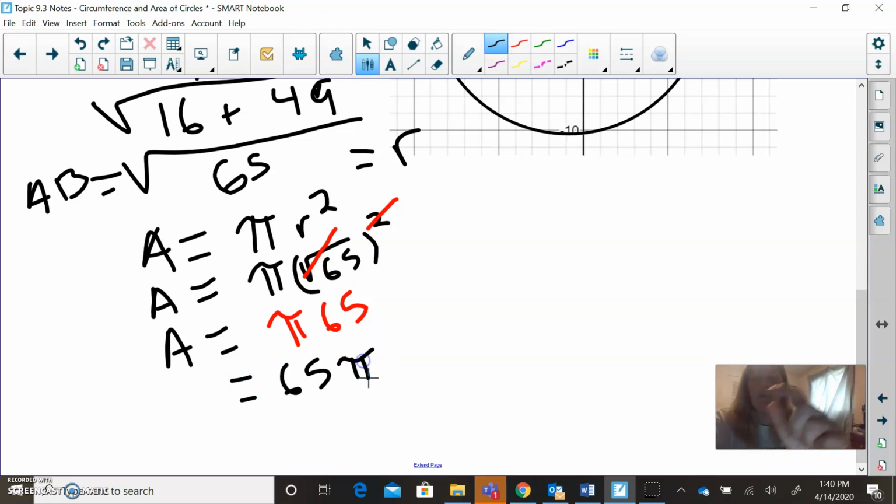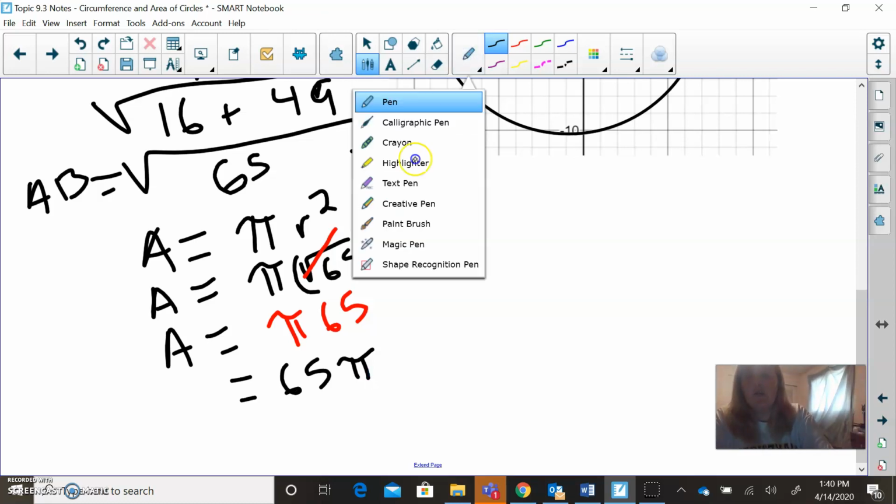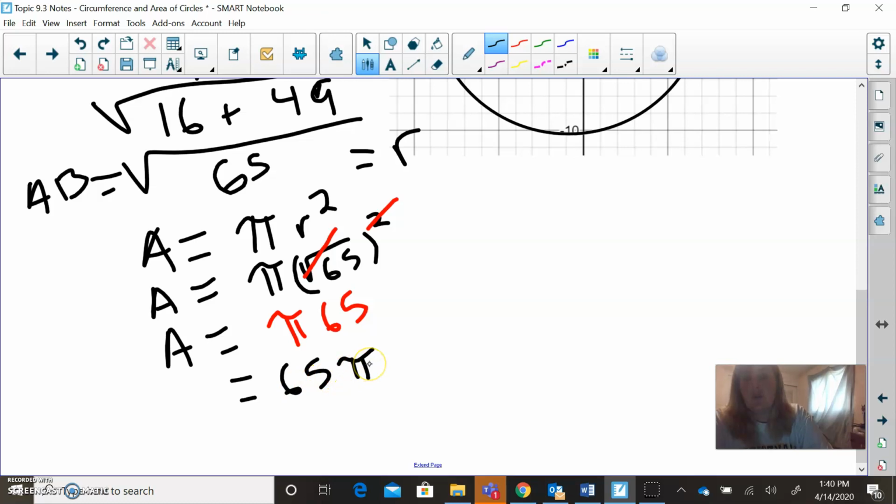So that equals 65 pi. Because remember, you need to make sure that pi is in the back. So there's our area. There is our area. Okay, guys.